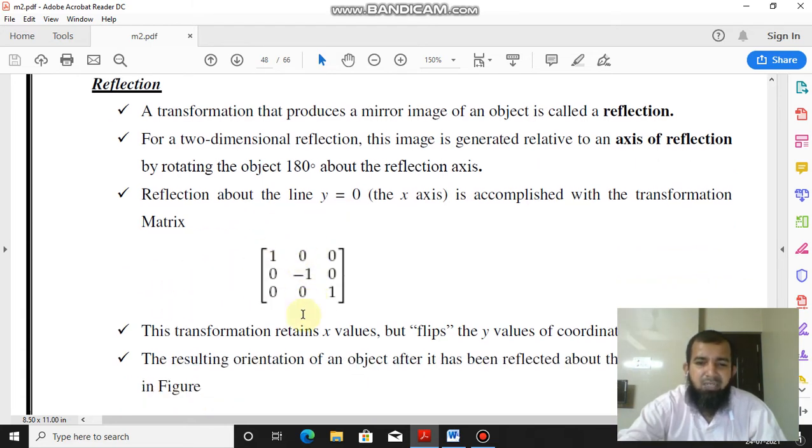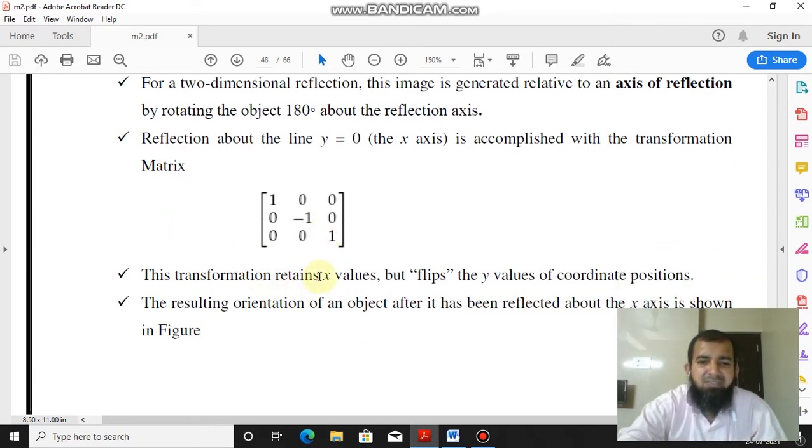By using this transformation matrix, we can reflect about the x-axis. The transformation retains x values. Here the x values remain the same, but it flips the y values of the coordinate position. If the y value is 4, the reflected y value becomes minus 4. The resulting orientation of an object after it has been reflected about the x-axis is shown in the figure below.